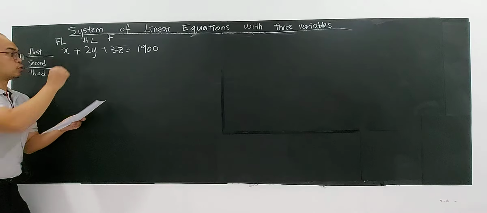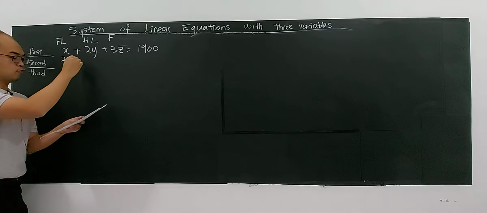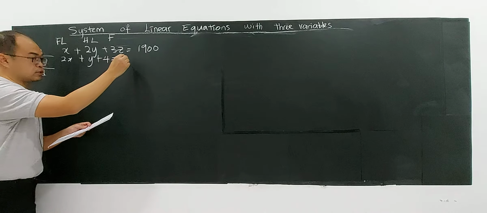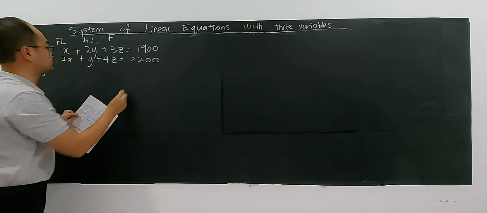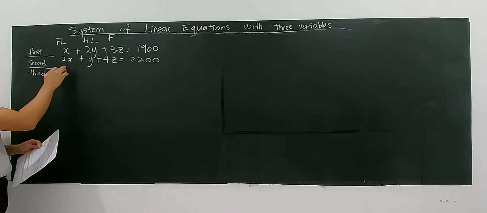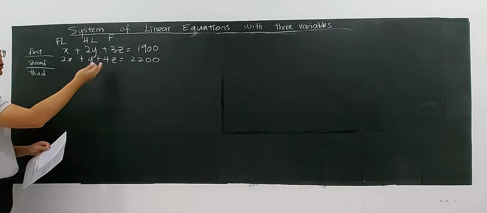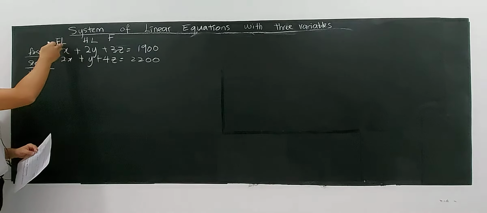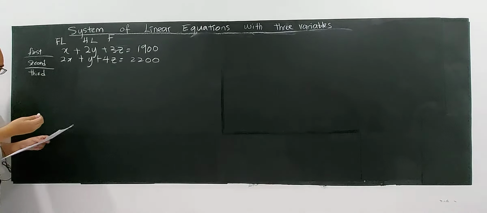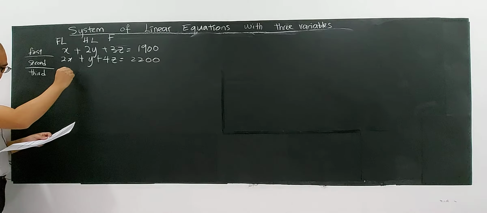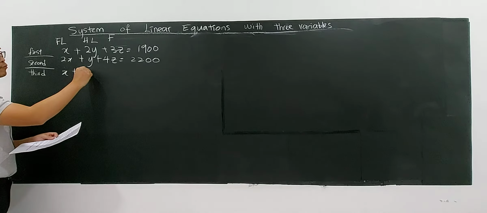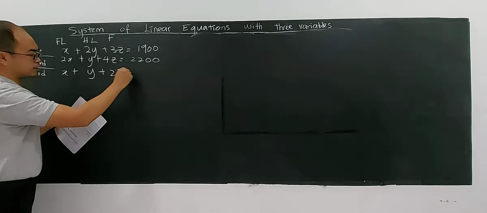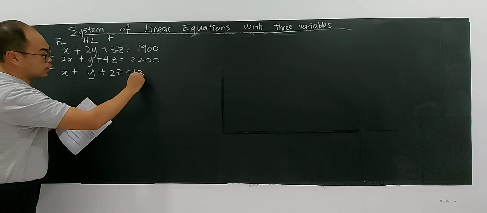For the second month, they have 2 full leather, Y, and 4 fabric, which gave a higher commission than the first month. Maybe because of the full leather, or maybe because of the fabric. We're not sure, so we need to calculate how much commission they get when they sell full leather, half leather, or fabric. For the third month, they sold 1 full leather, 1 half leather, and 2 fabric. The total commission is 1,300.